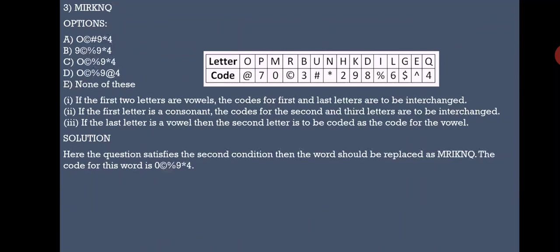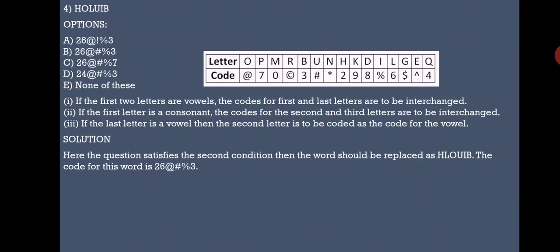So that question is M, I, R, K, N, Q. Options are given, and conditions are also given. Here the question satisfies the second condition only. So after the replacement, the codes for the second and third letters are to be interchanged. So M, R, I, K, N, Q will be the new term. Write the codes for the letters from the table.